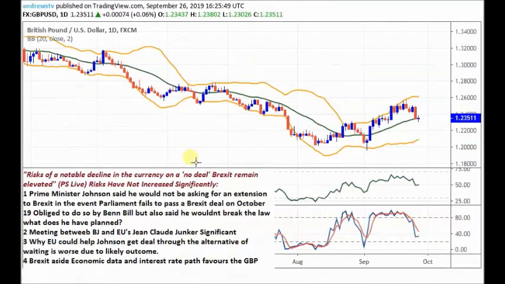All right, GBP USD daily chart. Obviously, before we do the technicals, we'll look at the sentiment and fundamentals. Very Brexit driven, obviously. Now, we did have that debate in Parliament yesterday, pretty fiery. And after it was all concluded, you look at the news wires today, and a typical quote is: risks of a notable decline in the currency on a no-deal Brexit remain elevated. Some news sites say that the risks of a no deal are even greater now than they were before the debate. They haven't increased significantly at all, in our view.